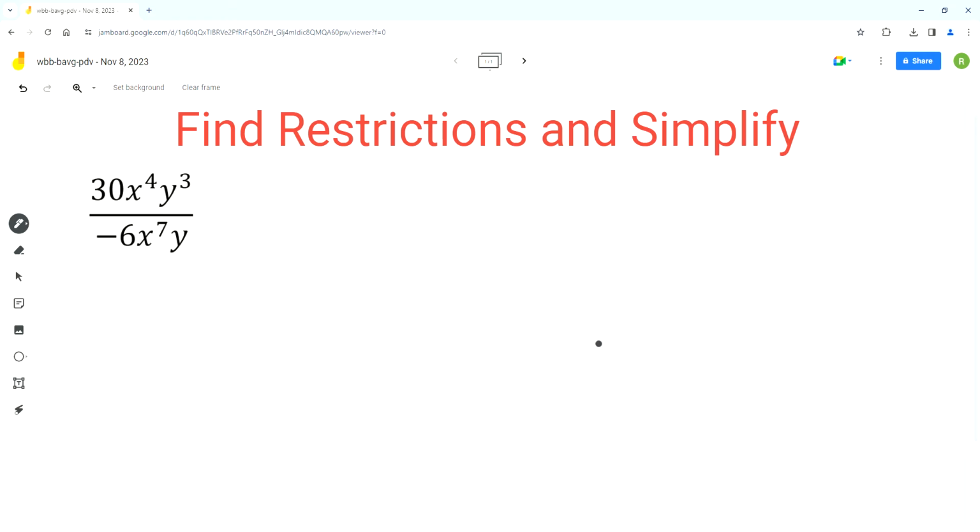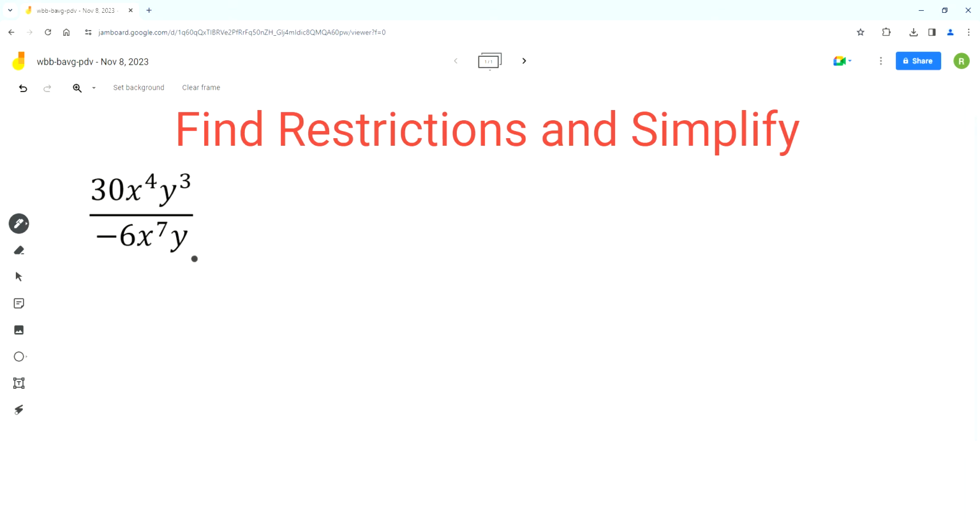So in this video, we'll find the restriction of this expression and simplify this expression. First we'll start with the restrictions. In order to analyze a given expression like this one, we have to factor the expression if possible. Now we cannot factor the numerator because in the numerator the number and the x and the y terms are being multiplied. Similarly, in the denominator, the number term, the x term and the y terms are being multiplied. So we cannot factor the denominator.